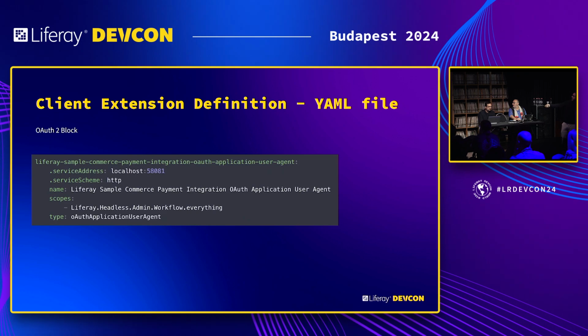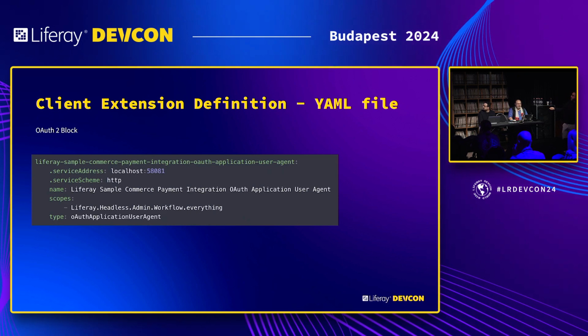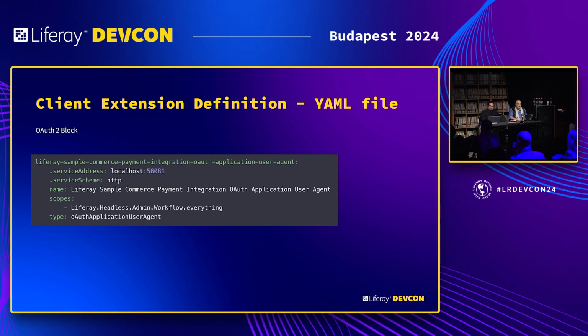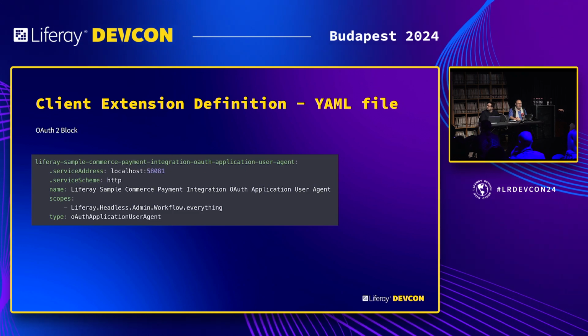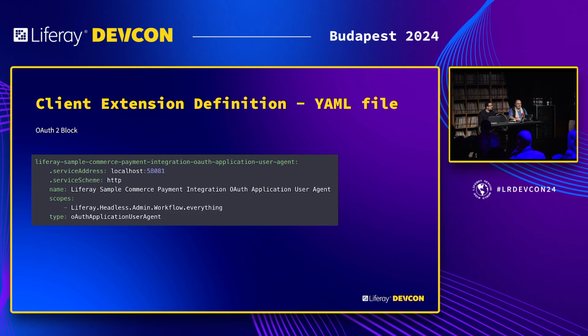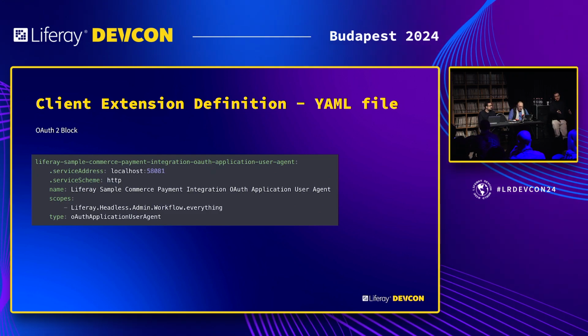And we are declaring altogether an OAuth 2 client extension to make it a new agent, because we need a scope for the Liferay headless admin workflow and everything. That is a new agent that is going to give us the scope that we need inside our client extension.